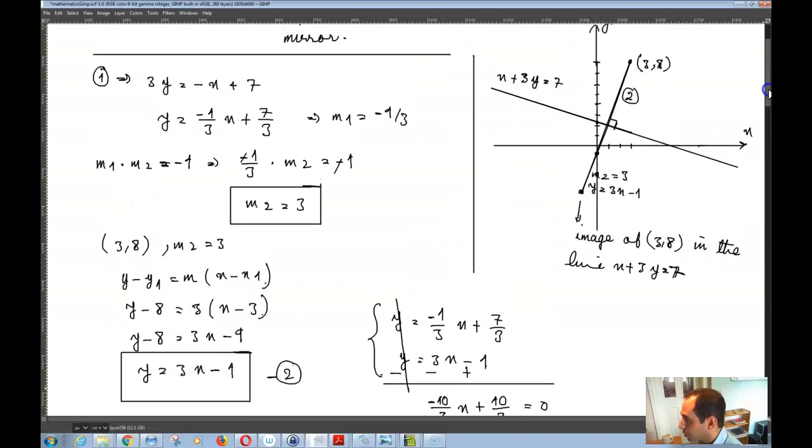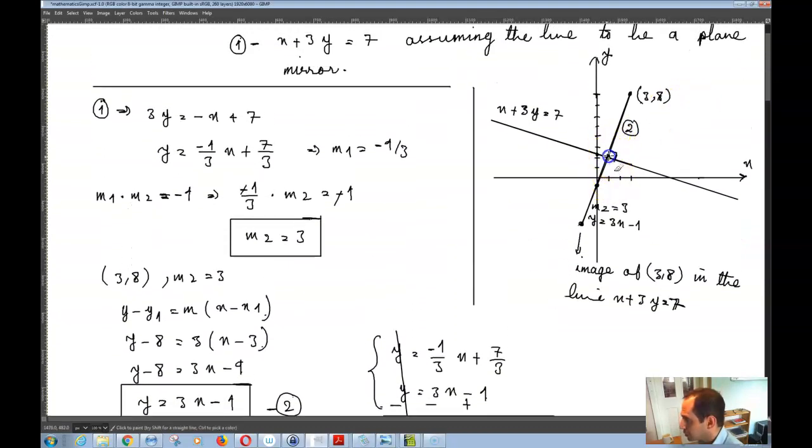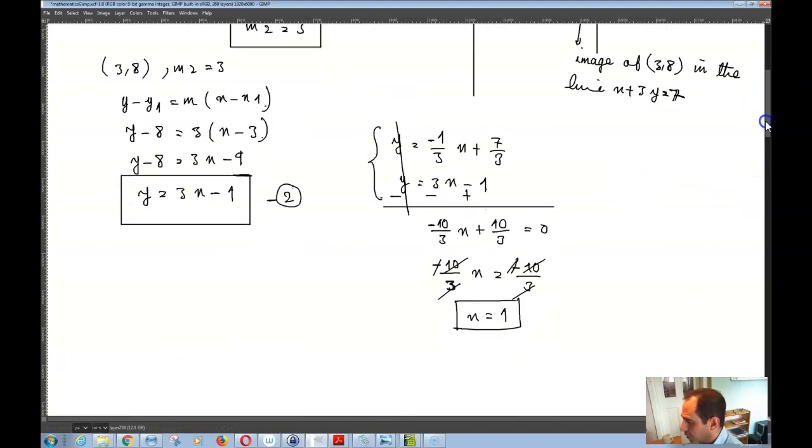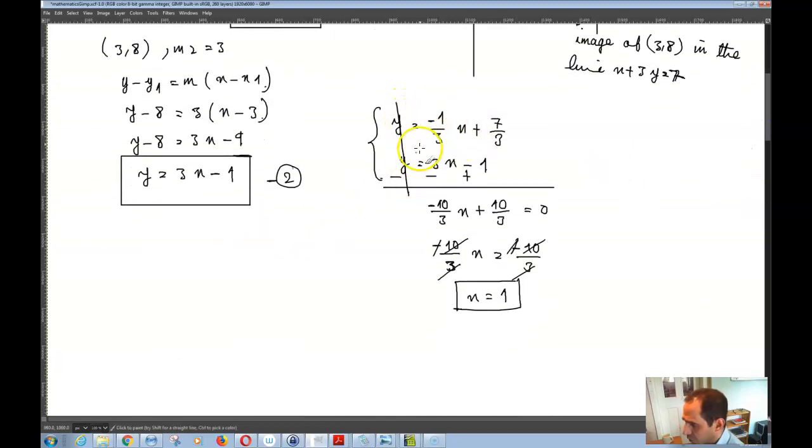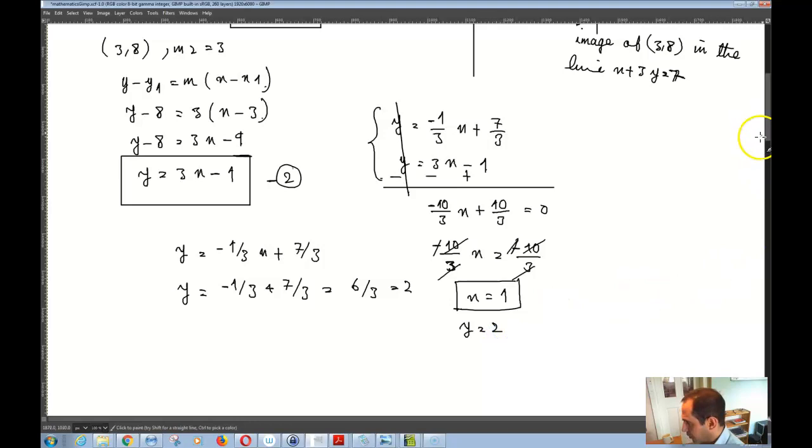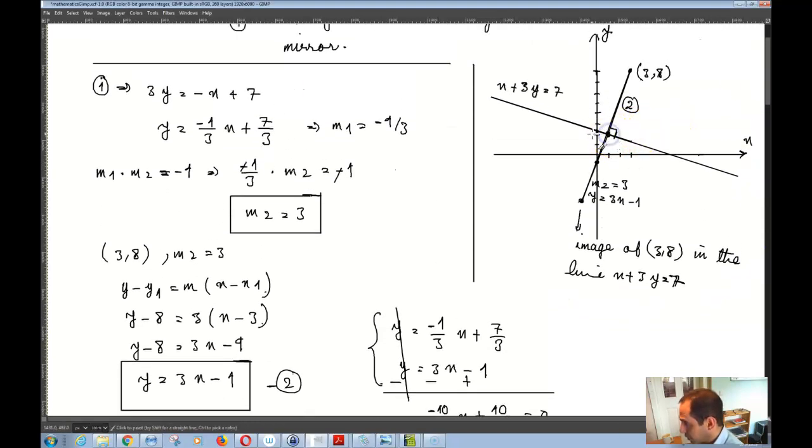X is equal to 1, which makes sense, because at this point x is equal to 1. Now if x is equal to 1, over here we have y is equal to negative 1/3 x plus 7/3. So y is equal to negative 1/3 times 1 plus 7/3, which is equal to 7 minus 1 is 6, so that's 6/3, which is equal to 2. Y is equal to 2. And again, it makes sense because the height of this point is 2. So that is (1, 2).